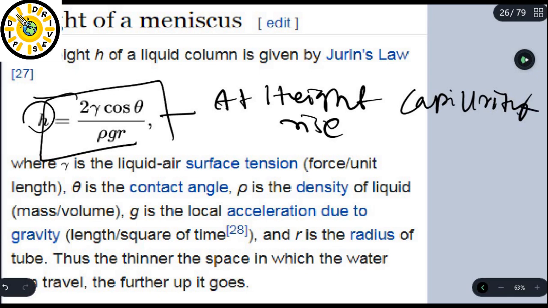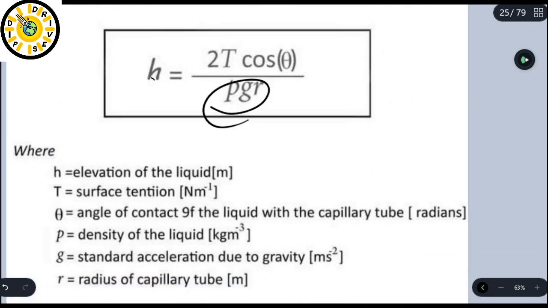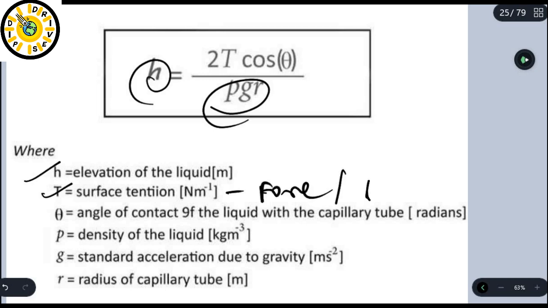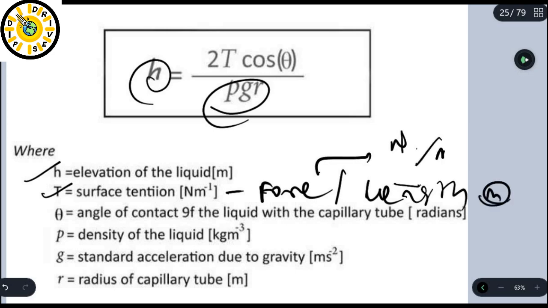Okay, see, the height will be inversely proportional to the radius also. But in case of the aquifer it is the pore size. Okay, clear, same formula, height. So h is the elevation of the liquid, T is the surface tension, it is nothing but force per unit length. What is the unit of force? Newton. The unit of length is meter, so it is Newton per meter.